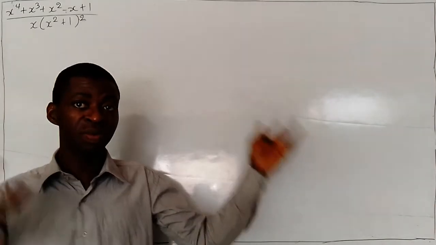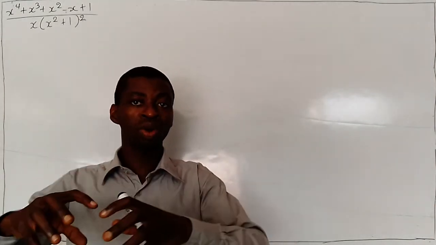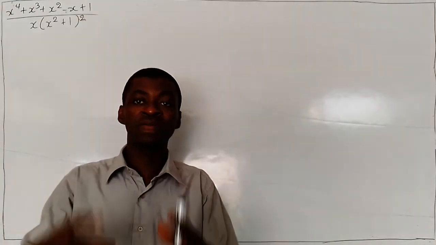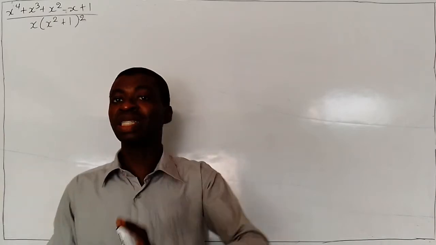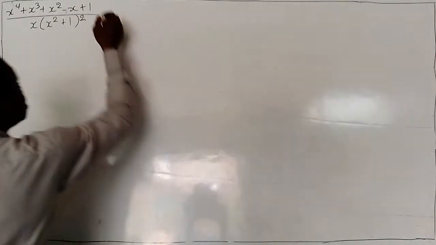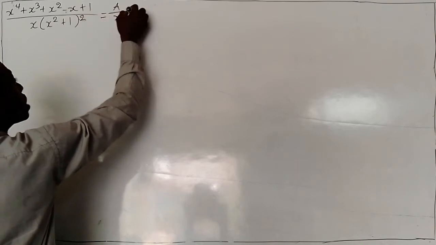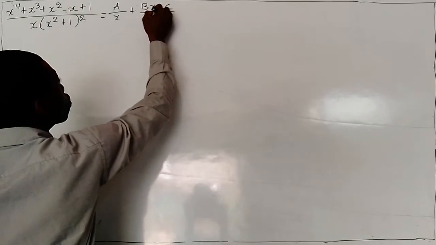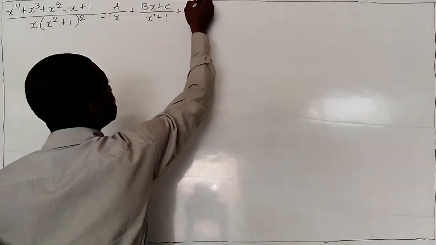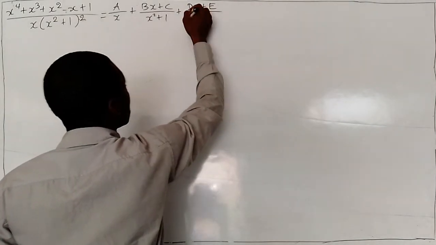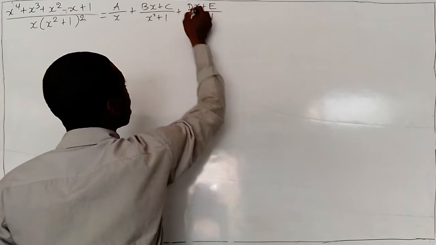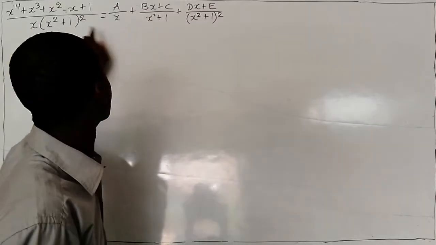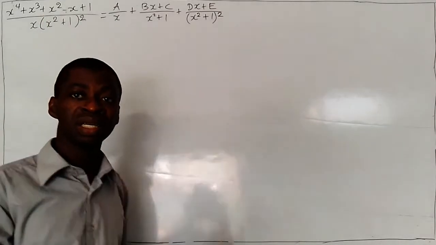Now, as we learned in the previous videos, if the factor of the denominator is not quadratic, the numerator will be constant. But if the factor in the denominator is quadratic, then the numerator will be linear. So that means this will give us a over x plus bx plus c over x squared plus 1 plus dx plus e over x squared plus 1 squared. Now this is because the factor x squared plus 1 is repeated.